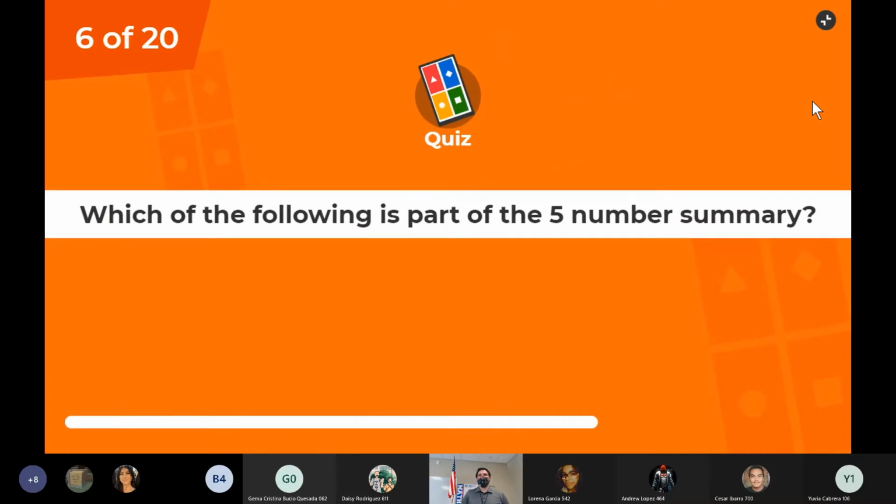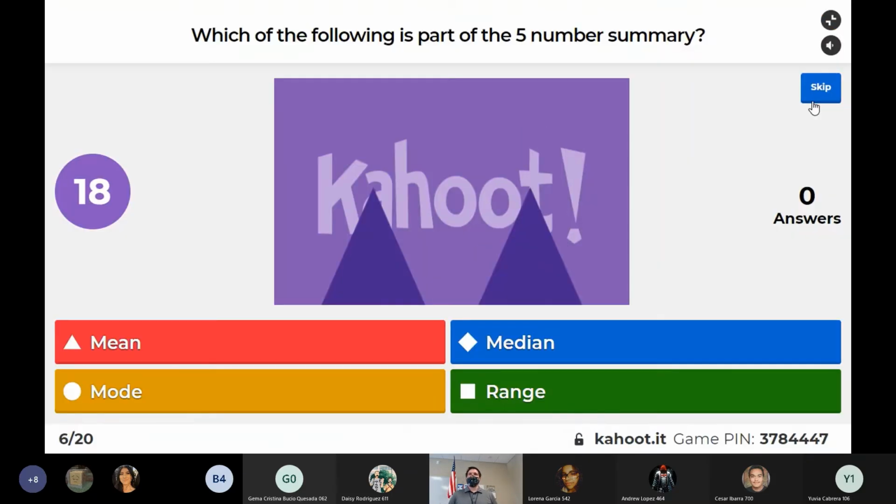Which of the following is part of the 5-number summary? One of these things does not belong. Remember, the 5-number summary is the 5 numbers that are used to make a box plot.